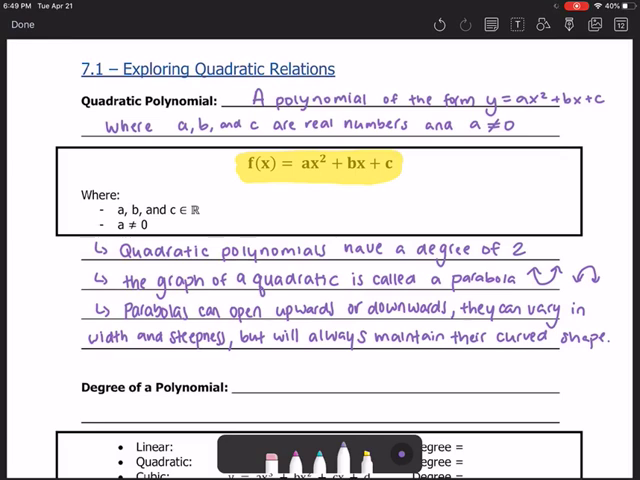Alrighty, so they have a degree of 2, the graph is a curve, and that curve is called a parabola, and that parabola will open either upwards or downwards. They will vary in width, so you could have a parabola that's crazy wide or super narrow. If you have something more narrow, that means it's going to be a little bit more steep, right? If you have something more wide, it's going to be a little bit less steep, right? They can vary, but they always maintain that curved shape.